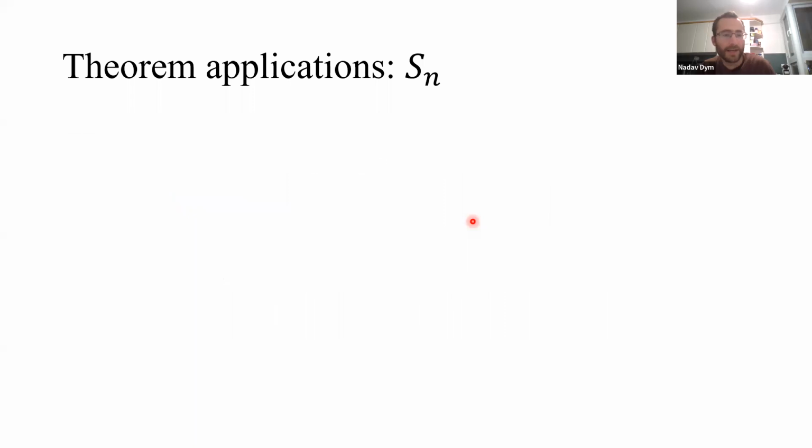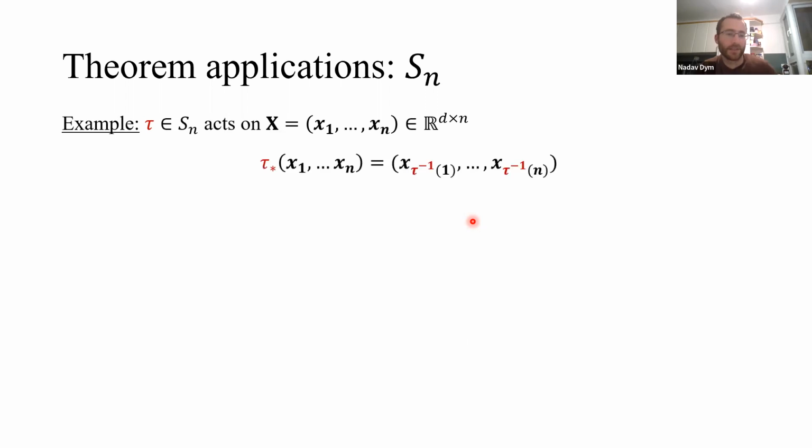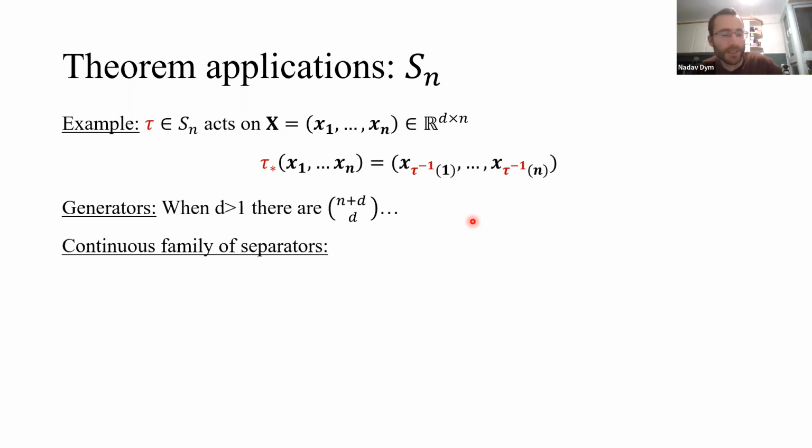The problem is when you go to n vectors in R^d, then the number of generators is already rather large. It grows: the bigger d is, the larger it is. And as we usually claim, generators we don't like. Instead, we're going to look at a continuous family of separators.